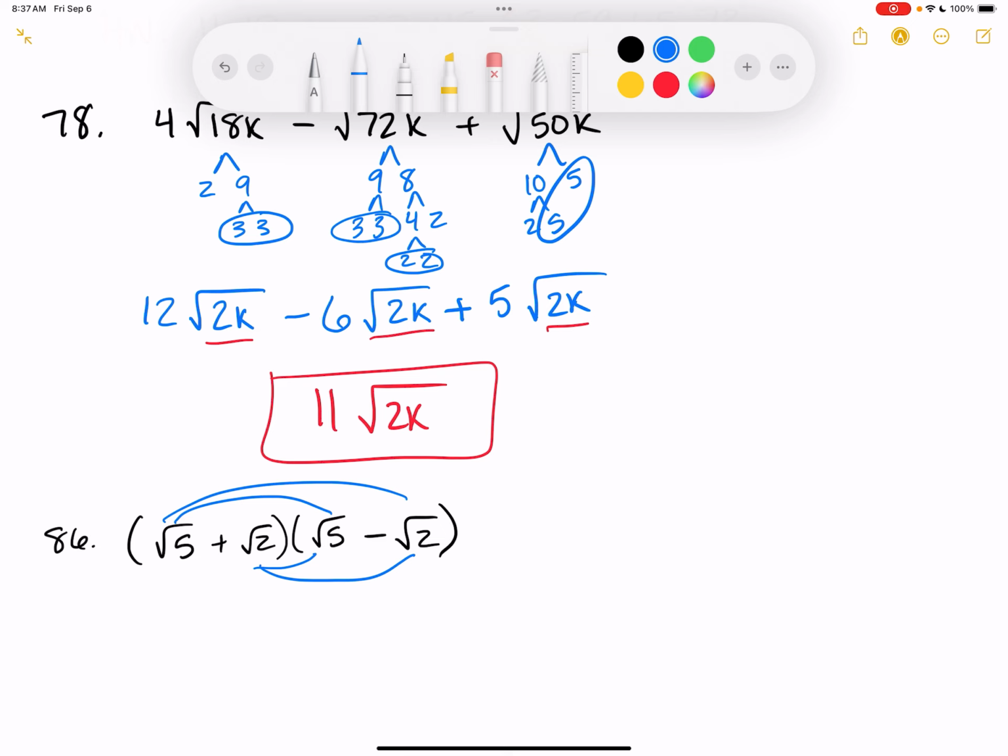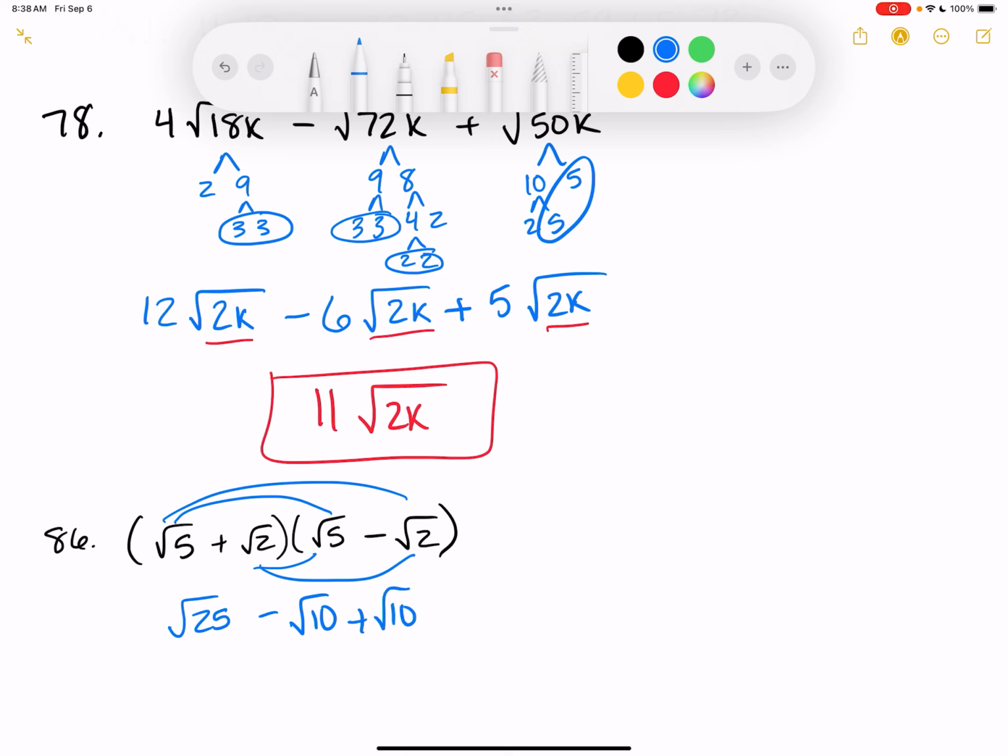So what would that be? Square root of 25. I said 25 at first, then I said it was square root of 5. Back. Yeah. So then square root of 5 times negative square root of 2 is negative root 10. Square root of 2 times square root of 5 is positive square root of 10.